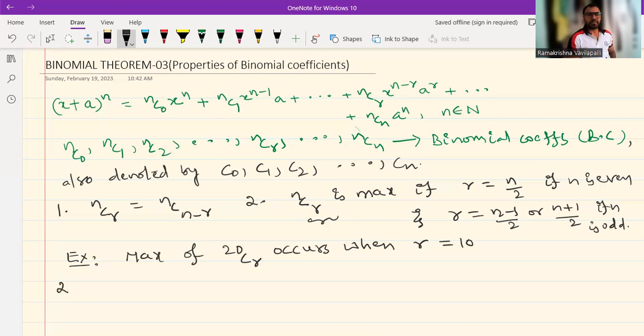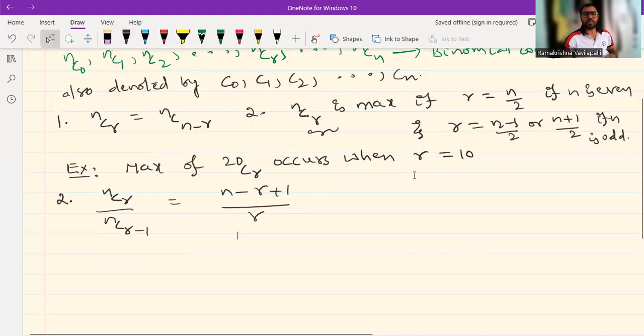The next one, very important one: nCr / nC(r-1) equals (n-r+1)/r. I did not provide any proof of this particular identity in the previous video. Now I will derive the proof of this identity.